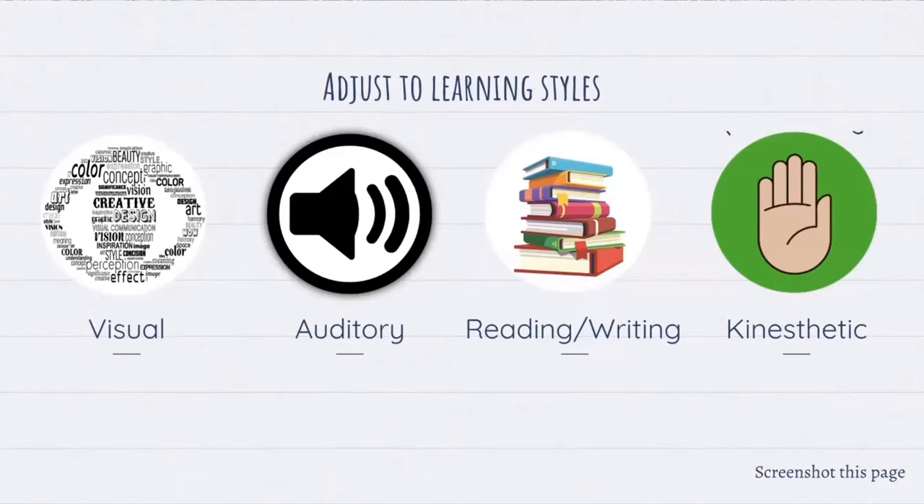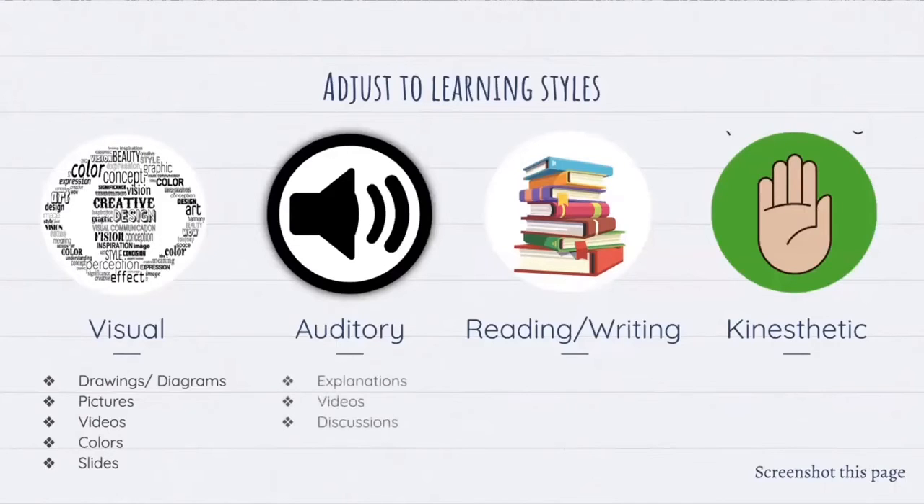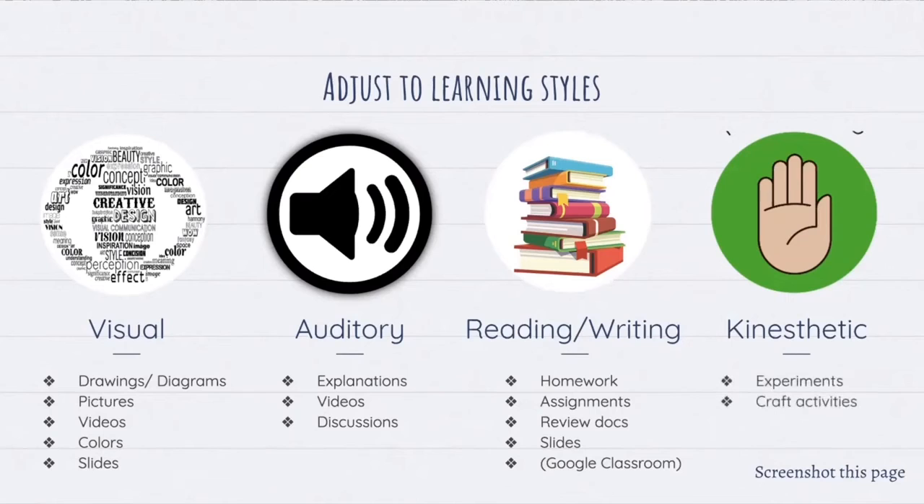So visual learners like drawings, diagrams, pictures, videos, etc. And auditory learners like explanations, videos, and discussions. And reading and writing people are usually people who want more information about that subject, like homework, assignments, review docs, slides, and Google Classroom, which we can make totally available to you. And kinesthetic learners, like me, like to do hands-on activities like experiments and craft activities.